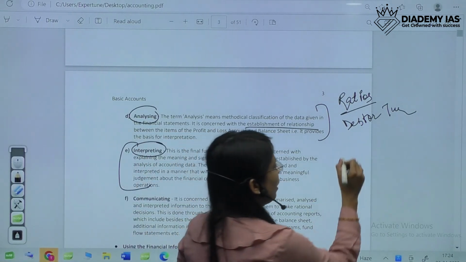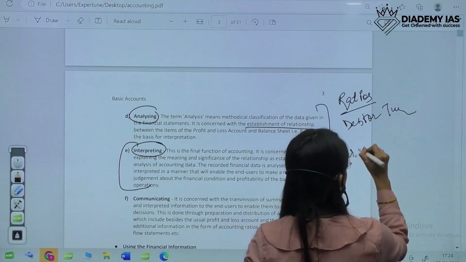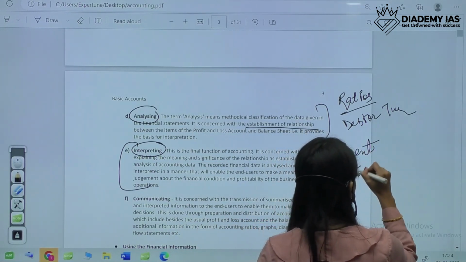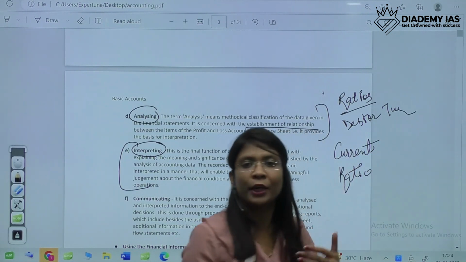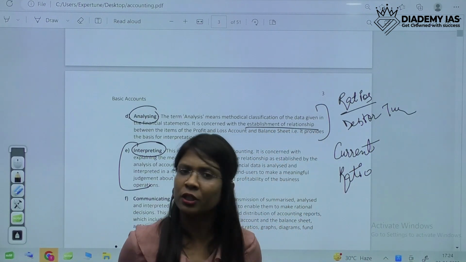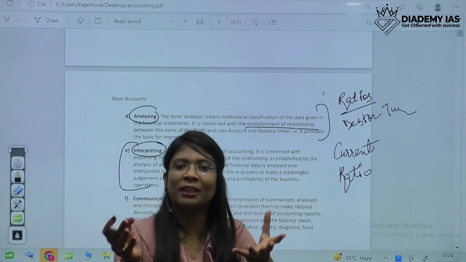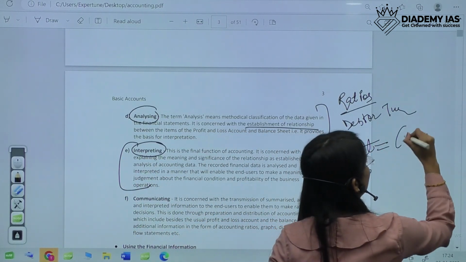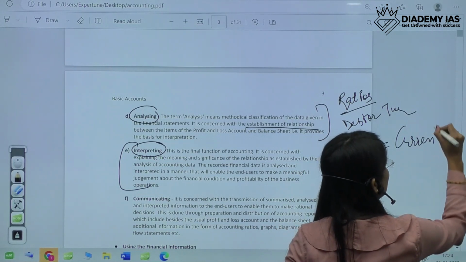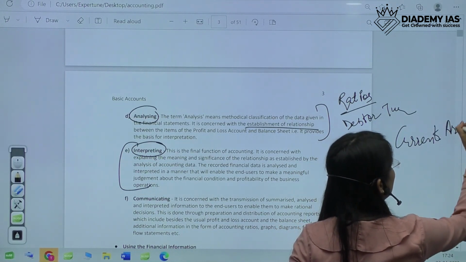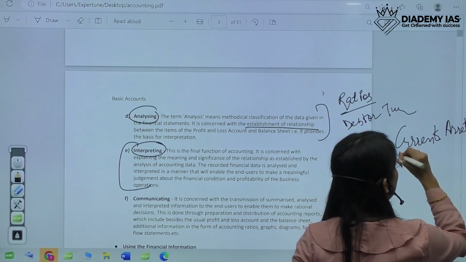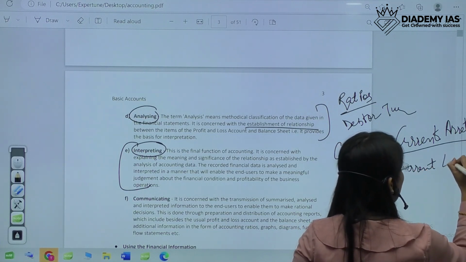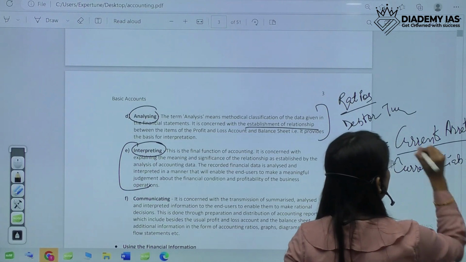For example, if we go to current ratio, I know these words may sound very unfamiliar to you. I'm just trying to explain to you what analyzing and interpretation are. Just remember that there is something like current ratio. Current ratio is equal to current assets divided by current liabilities. For your knowledge, I'll explain what a current asset is and what a current liability is.